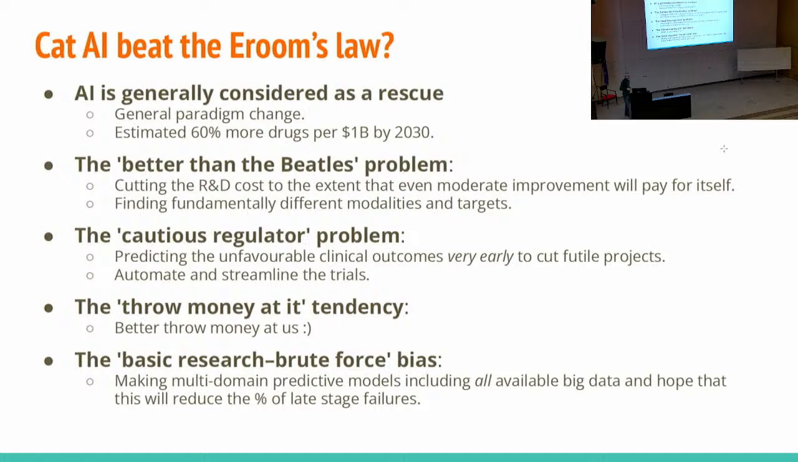And one of the ways we can beat this Eroom's law is actually AI, because AI is now considered a kind of game changer, a paradigm change. We estimate that if everything goes as it is supposed to with AI adoption, the cost of a drug will drop by 60% by 2030. This is an optimistic estimate, of course. And there are some ideas how to deal with all these problems, how to cut the R&D cost, how to deal with regulators and all this stuff.